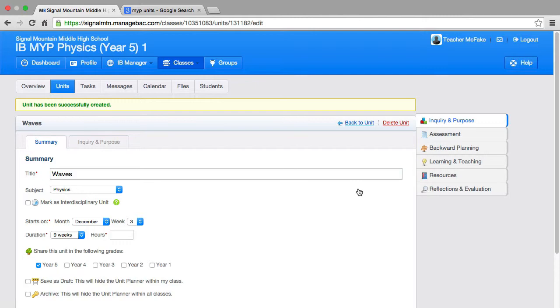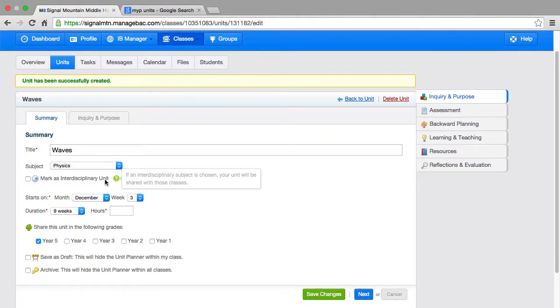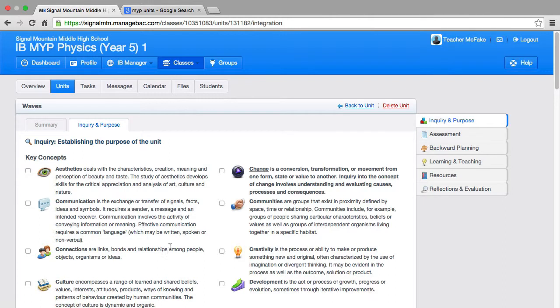So far, so good. This is now the page where I can edit my unit. Now, no changes really are necessary on this page right now. Please do not mark this as an interdisciplinary unit. MYP has very specific requirements for an interdisciplinary unit, so don't just click it to make yourself look good and to get brownie points. I'm going to click on the Inquiry and Purpose tab above. This is where we're going to be focusing today.